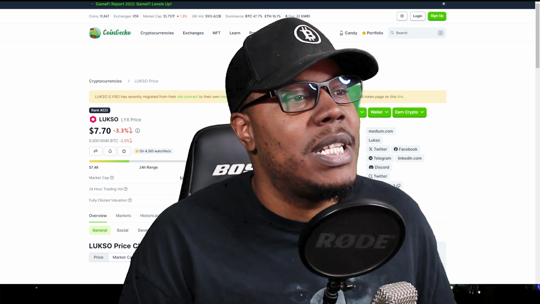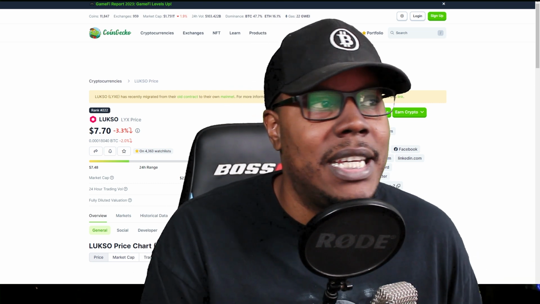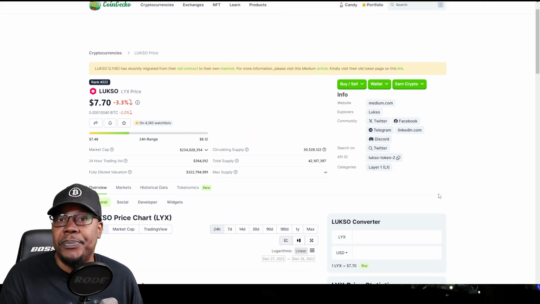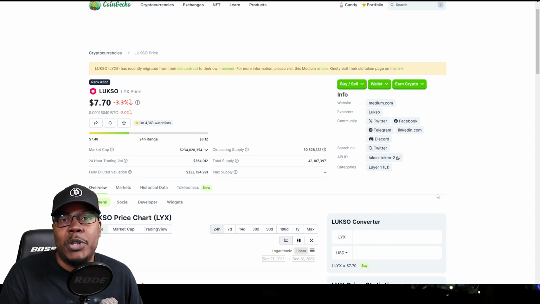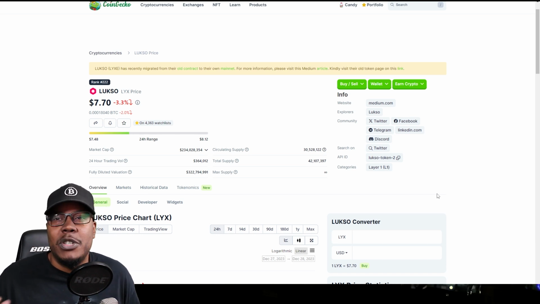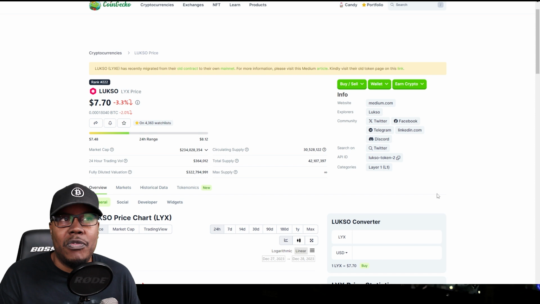Okay, so right now we see that Lukso is at 770 since it has had a nice little bit of jump from being listed on crypto.com, but it hasn't translated to a lot in the ecosystem yet because it is still very hard and particular to get yourself some Lukso onto your Universal Profiles wallet.